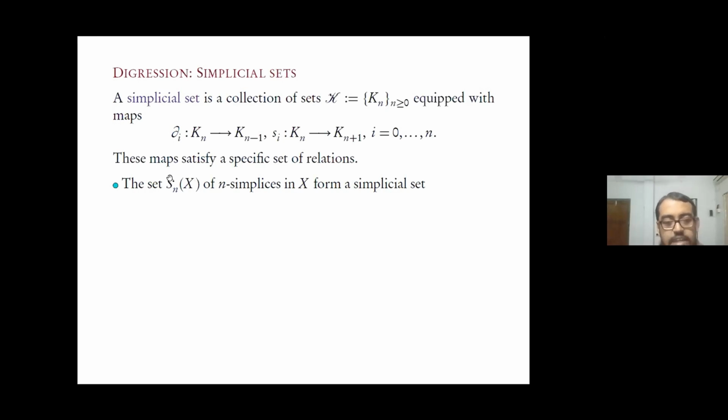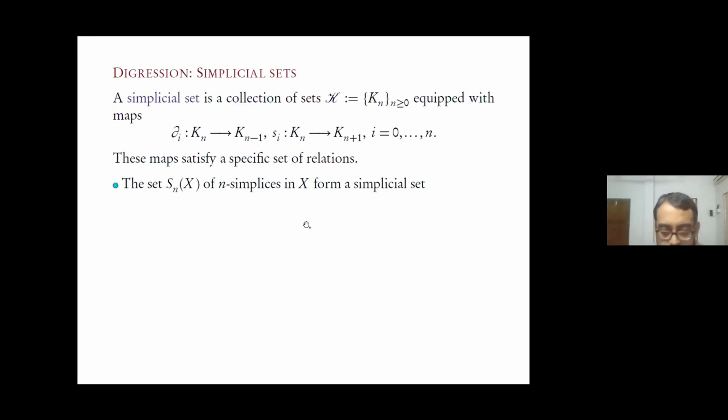So I'm just saying that if you look at the singular n chains, the basis of that as an R module is literally this set, the set of n simplices in X. And I'm saying think of this as your Kn, as a set Kn as outlined here. Then this will form a simplicial set. So what do I have to do? I have to produce for you these maps del i's and these maps si's. These are called the face maps, by the way, and these si's are called the degeneracy maps.